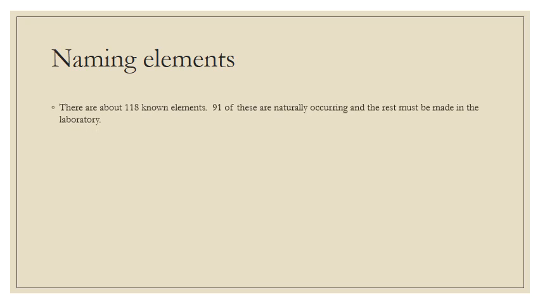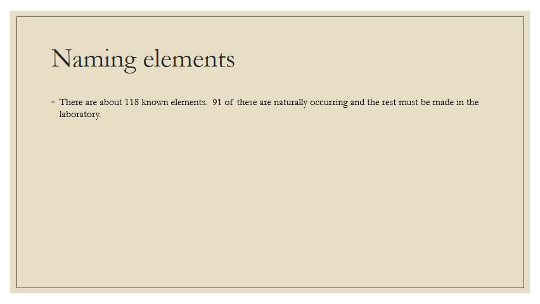Alright, let's get on to naming these elements. There are about 118 known elements, and only 91 of these are actually naturally occurring. That means that we can find them on the Earth. The rest of them, they actually have been made in a laboratory.